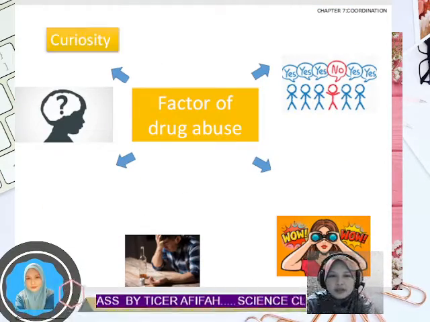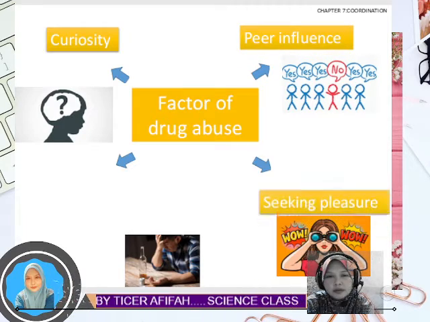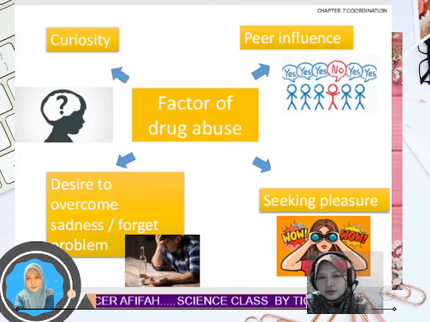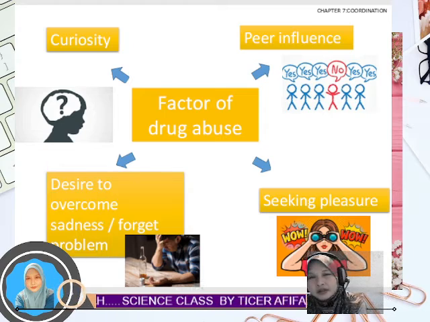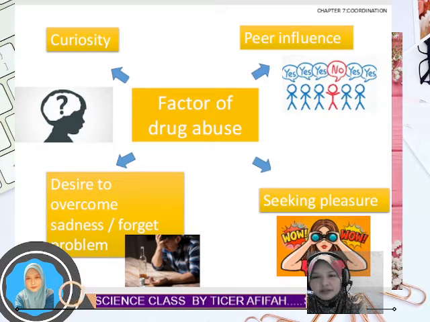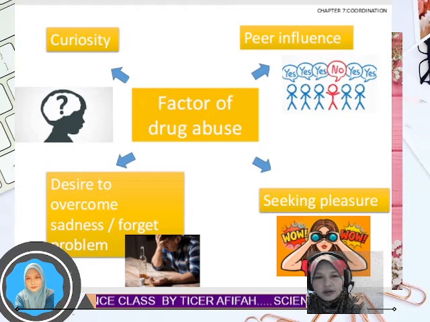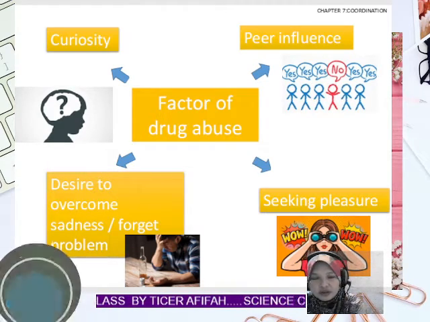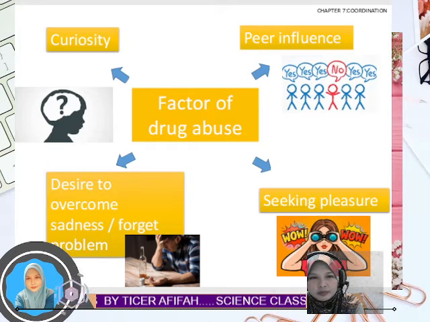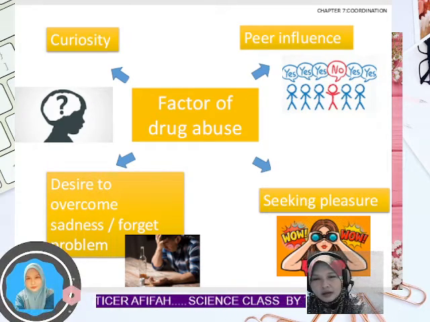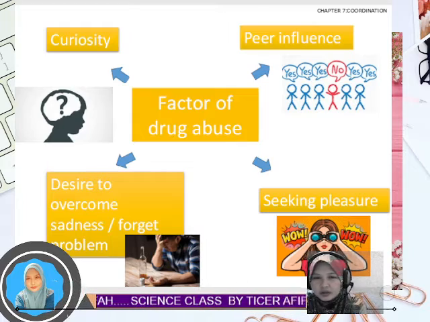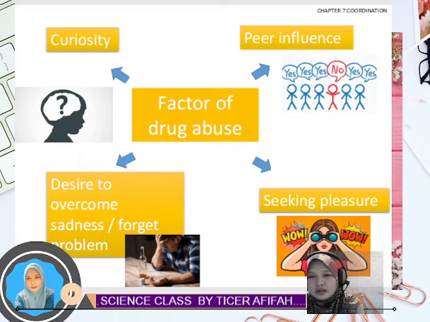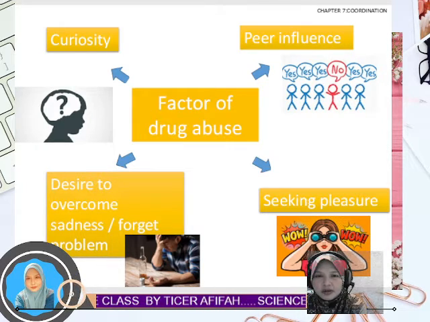The factors of drug abuse may be your curiosity, wanting to know what happens if you take the drug, and peer influence from your friends and influencers. Another is the desire to overcome your sadness or forget your problems, a shortcut to solve the problem by taking the drug. And somehow a person wants to take the drug just to seek pleasure, seeking pleasure only. So it's very dangerous.